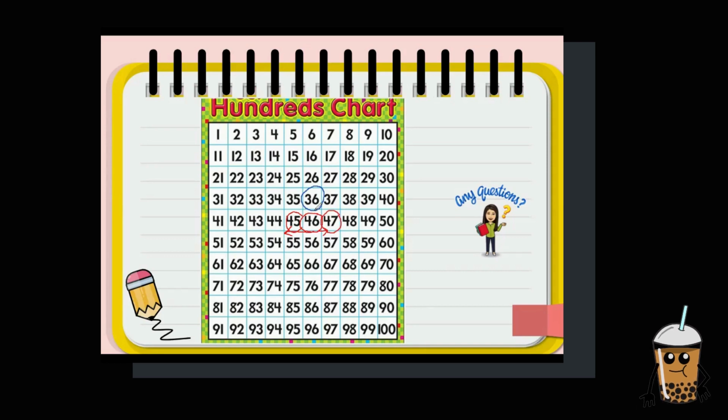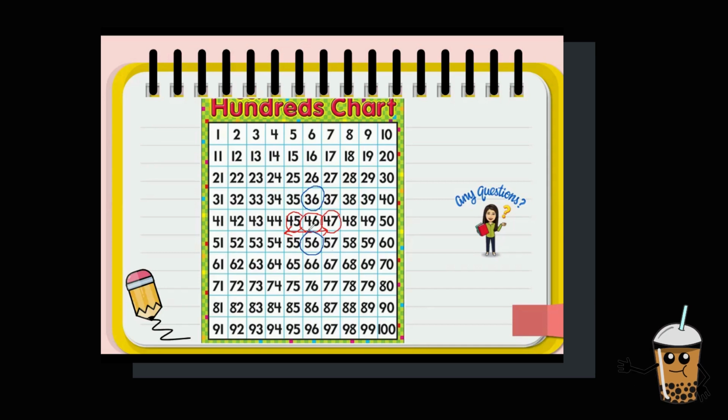In the same way, I'll ask you the question like, what is 10 more than 46? You will go ahead 1 row. So 1 row forward you will go, so you'll get 56. So 10 more than 46 is 56, right?